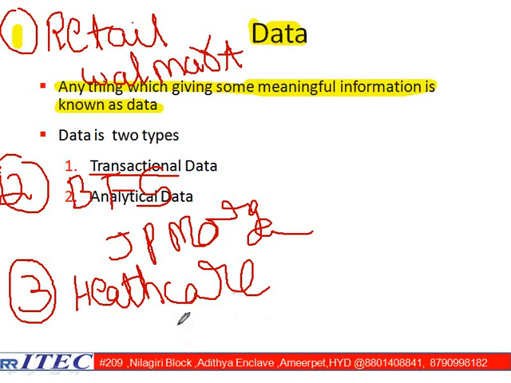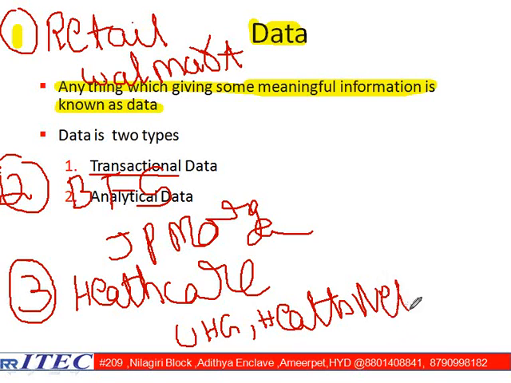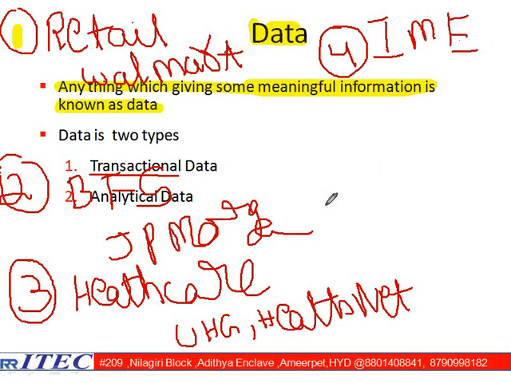Some of the healthcare clients are, one is UHG, United Health Group, or you can take HealthNet. This is also one of the healthcare providers. And number 4, let us say IME. IME stands for Information Media Entertainment. So in information media and entertainment also, what exactly you are going to do is, let us say one movie came.